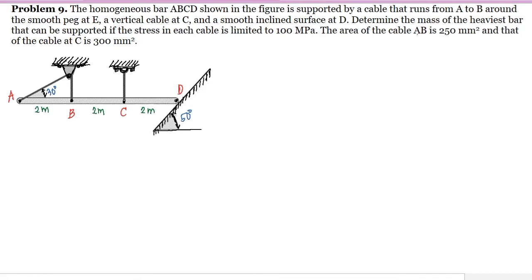Problem number 9. The homogeneous bar ABCD shown in the figure is supported by a cable that runs from A to B around a smooth peg at E, a vertical cable at C, and a smooth inclined surface at D. Determine the mass of the heaviest bar that can be supported if the stress in each cable is limited to 100 megapascal. The area of the cable AB is 250 mm square and that of the cable at C is 300 mm square.